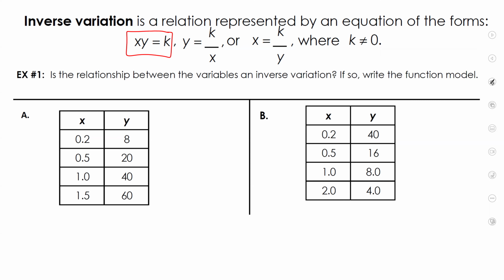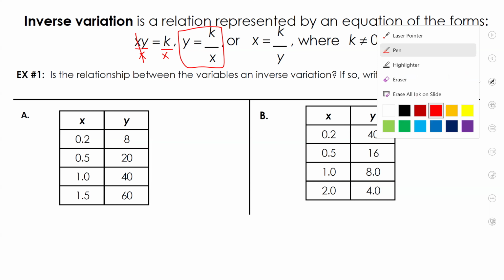Now, what would I do if I want to get y by itself? Good, divide by x. So that would cancel out. Do you guys see how it becomes this equation? Yes? They're all the same. All three of these equations are the same.